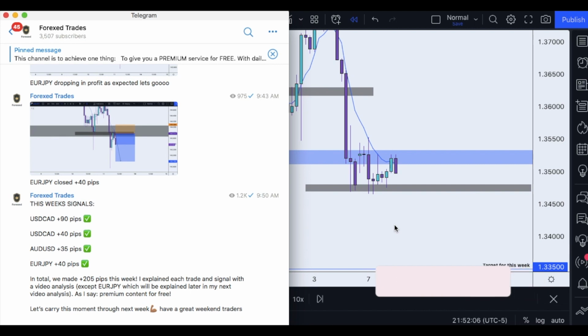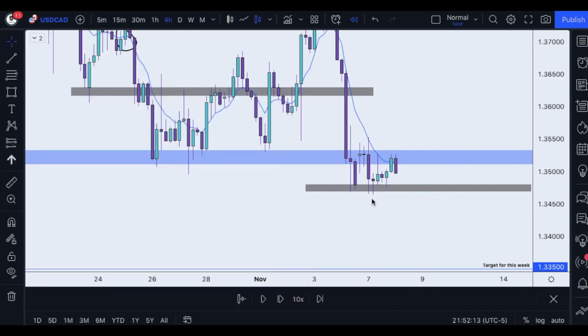We entered 4 trades in total, as you guys can see right over here. And USD CAD was by far one of the best setups that we had this week, which I will quickly explain as to how we made 90 pips on this one simple setup.